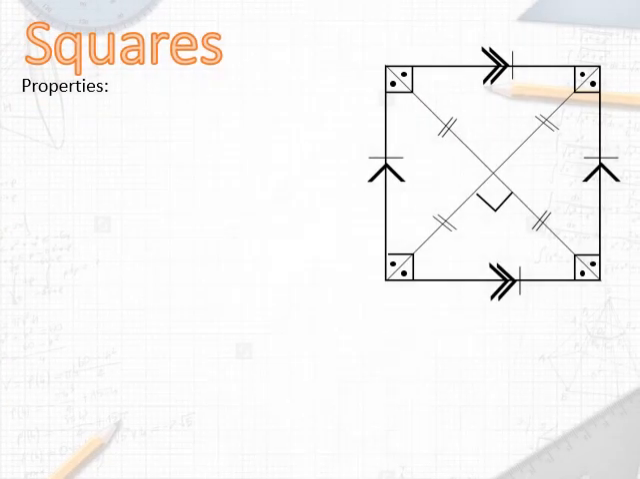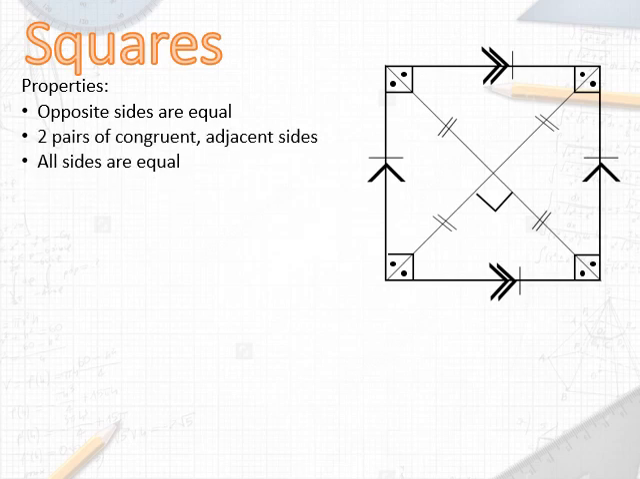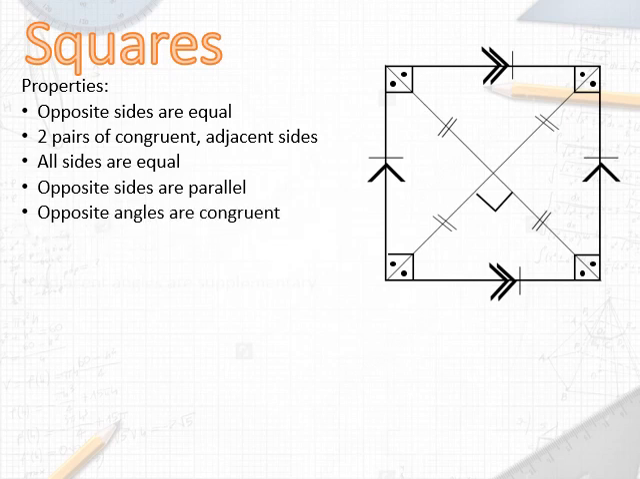All right, when you look at square, we can see the properties outlined on the diagram. So some of the properties that already existed from other shapes above it. Opposite sides are still congruent. Two pairs of congruent adjacent sides, that was our kite property. All sides are equal, there's a rhombus. Opposite sides are parallel, so still true, just like it was in a parallelogram. Opposite angles are congruent, so we saw that in a parallelogram as well.